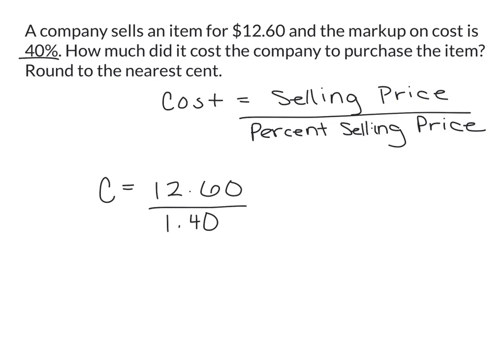Now we have that cost equals $12.60 divided by 1.4. Remember that the percent of selling price was 140%, so we just divided by 100 to get that value of 1.4. Now we can divide 12.6 by 1.4 to get our final answer, which is $9. So that means it cost the company $9 to purchase the product.